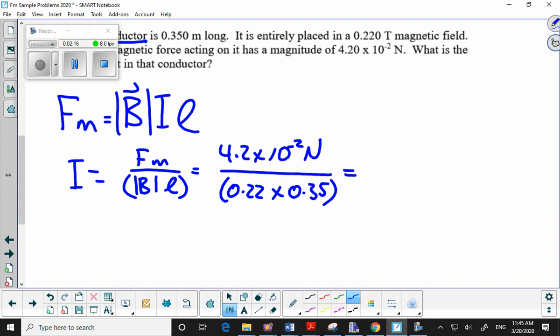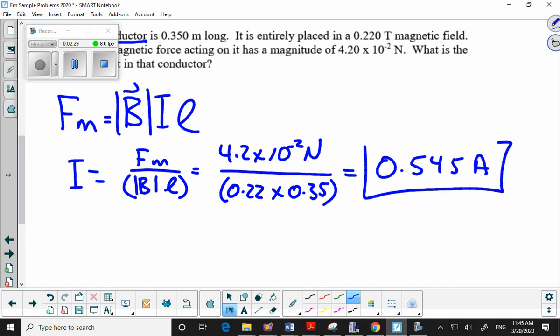Don't be thrown off if they put that into centimeters and stuff. So punch that in the calculator and I get 0.545 amperes.